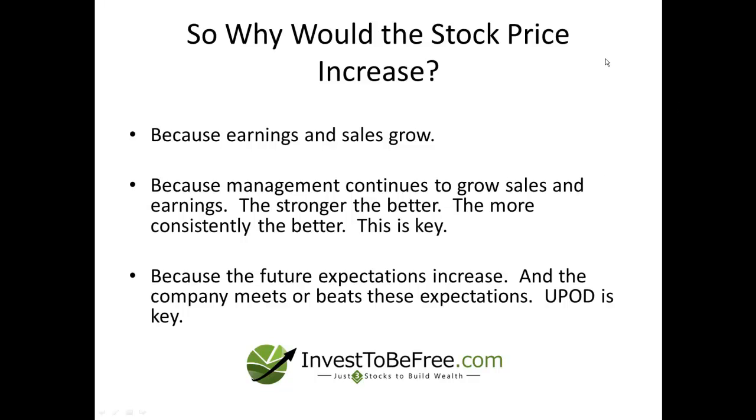So UPOD is key. We want to see companies under promise and over deliver if possible to prove that, so when the estimates do increase and the outlook does get better, investors can look at the past and say, well, this company has beaten these estimates or met these expectations well in the past. So we're going to lend more credence to the future expectations increasing. So under promising and over delivering is a key factor to determine the stock price and whether it increases.